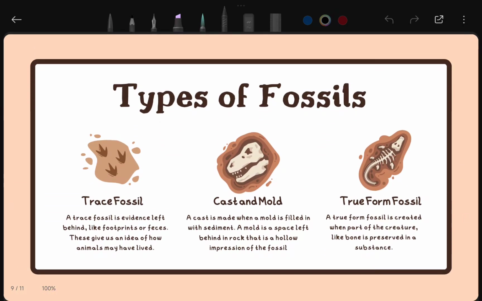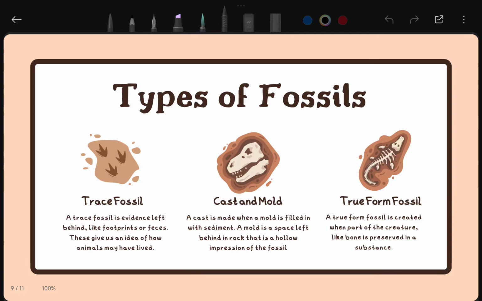If we talk about types of fossils, there are three types: trace fossils, cast and mold fossils, and true form fossils. In trace fossils, the fossil is evidence left behind, like footprints, feces and other things. These give an idea of how animals may have lived in the past. This is all about trace fossils, from where we get the traces of animals and plants which lived in the past.